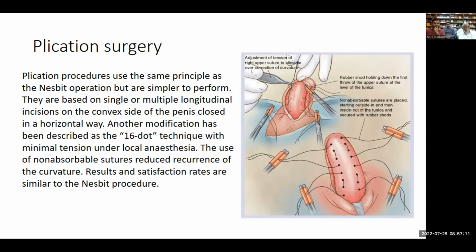The next surgery is the plication technique. The plication procedures use the same principle as the Nesbitt operation, but are simpler to perform. They are based on single or multiple longitudinal incisions on the convex side of the penis, closed in a horizontal way. Another modification has been described as the 16 dot technique. With minimal tension under local anesthesia, the use of non-absorbable sutures reduces recurrence of the curvature. Results and satisfaction rates are similar to the Nesbitt procedure.